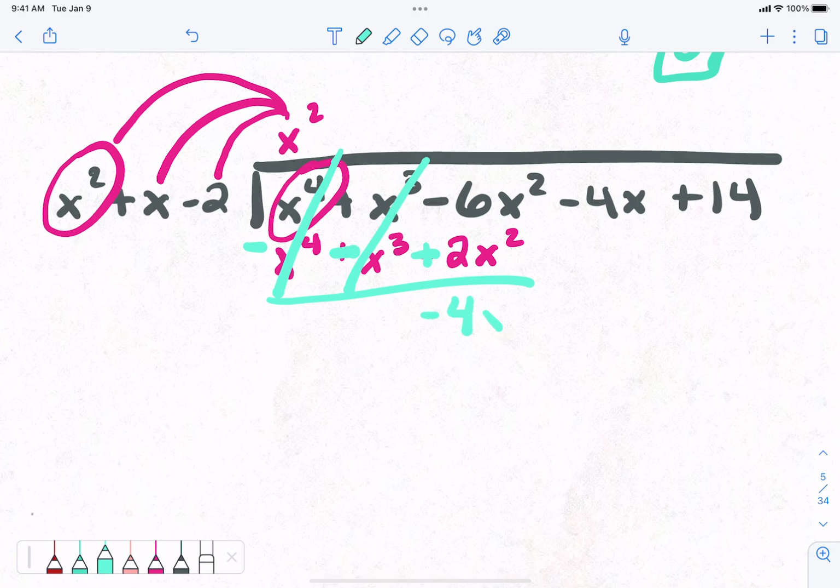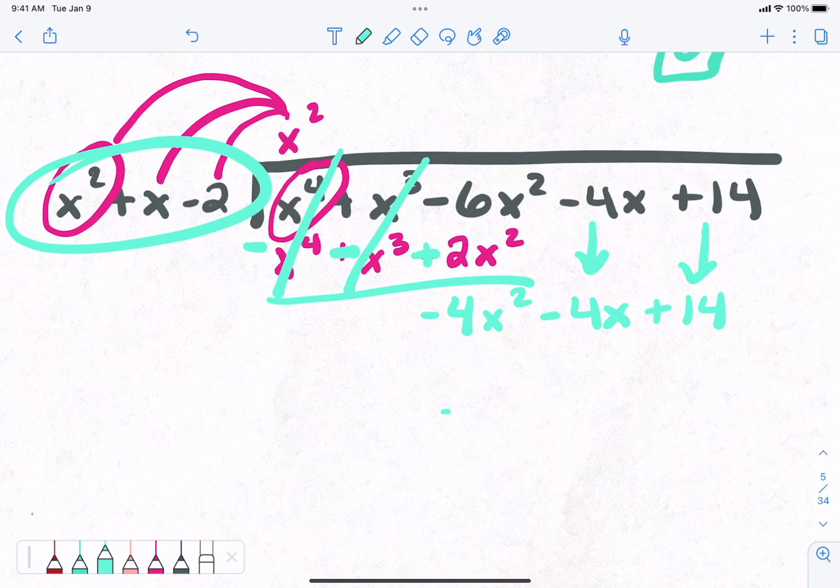How many x squareds are you going to have? Negative 4x squared, because that's a positive 2, right? Then you're going to drop your minus 4x down. But because 2 of them canceled here, we have to also drop the 14 down as well. Otherwise, I have 3 pieces here that will eventually go down here, and I'll have nothing to add it to. Does that make sense why we have to drop the 14 down?